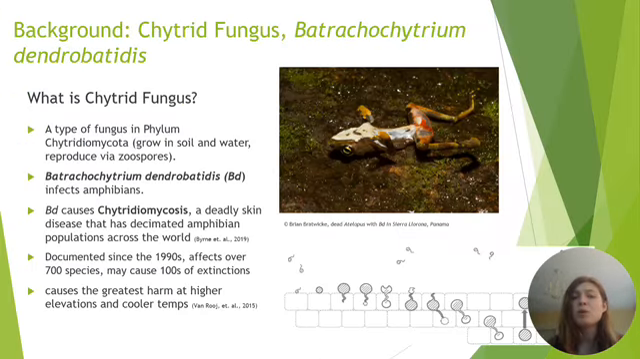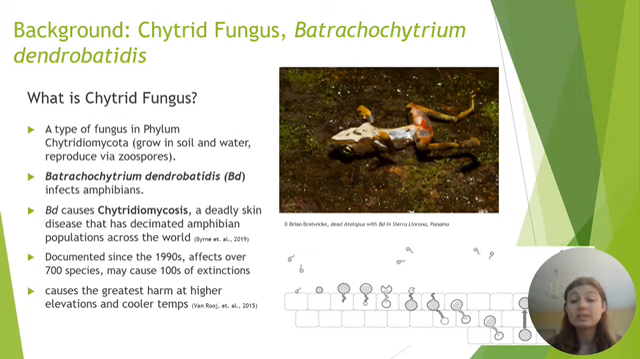First of all, what is chytrid fungus? Chytrid fungus is a type of fungus in phylum Chytridiomycota, which is a phylum in which fungi grow in soil and water, are microscopic, and reproduce via zoospores. The specific species we're discussing today is Batrachochytrium dendrobatidis, BD for short, which infects specifically amphibians. BD causes chytridiomycosis, a deadly skin disease in amphibians that has decimated populations of amphibians all across the world.